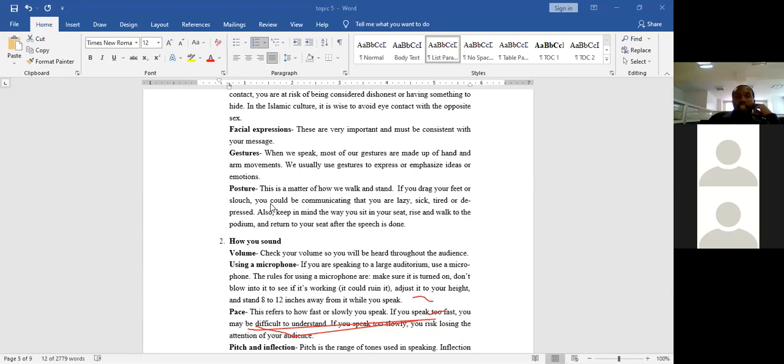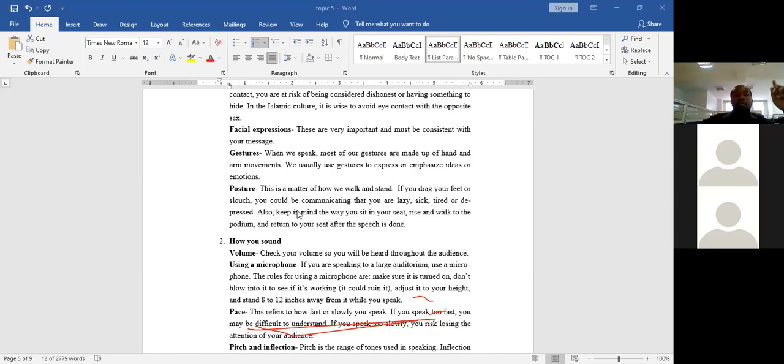Also focus on the gestures. When we speak, most of our gestures are made up of hands and arms movement. So we usually use gestures to express or emphasize ideas or emotions. Be very careful when you're using gestures. Kuna watu akianza kuongea anarusha mikono huku na huko aimlessly, hata anaweza gonga mtu ambaye ako karibu na yeye. So ensure that your gestures are used appropriately and they are used in line with the speech that you're giving.